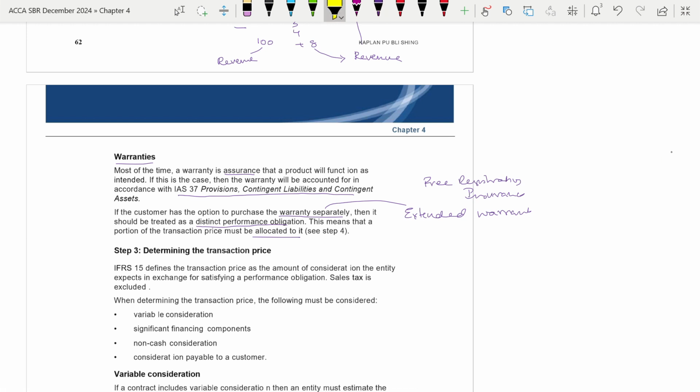We will cover this. Is it right? We will cover this when we are talking about what? When we are talking about the fourth step. Fourth step is what? Fourth step is allocation.